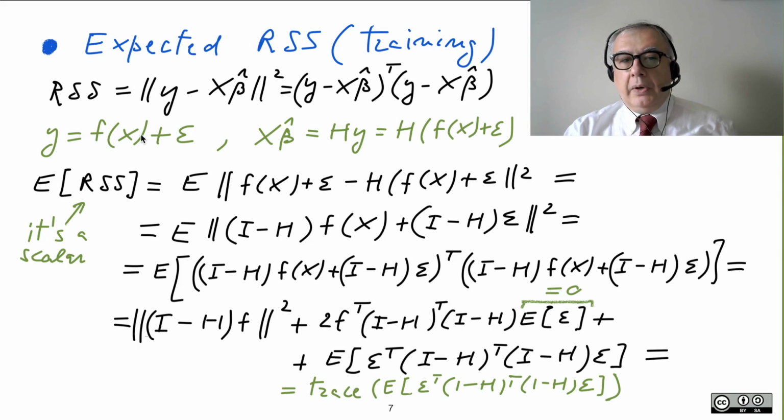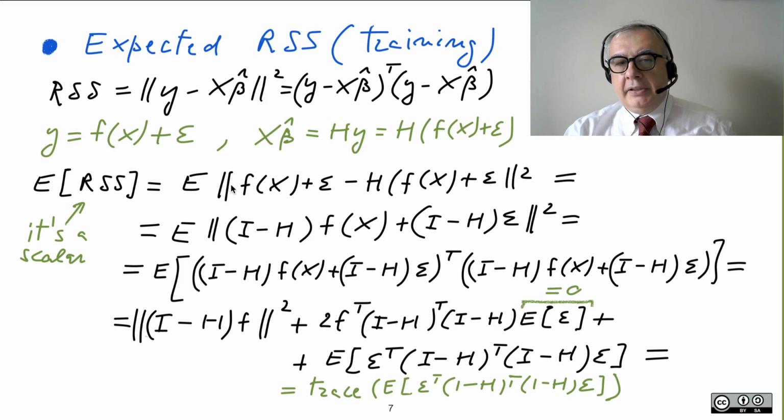Recall that y is given by the true function plus epsilon, while x beta hat, the prediction, is Hy, the hat matrix times y, and y, of course, is given by the true function plus epsilon. Okay, now we are ready. So we compute this expectation. Recall that this is a scalar, after all, nothing more than a scalar.